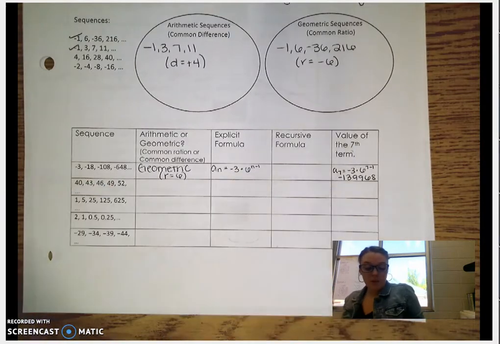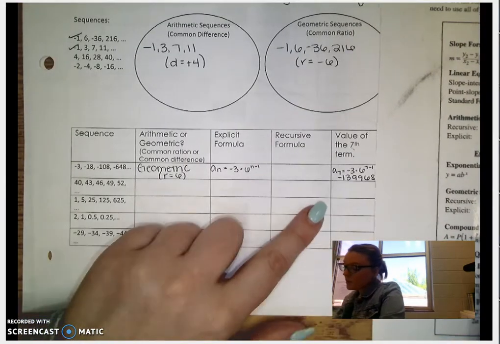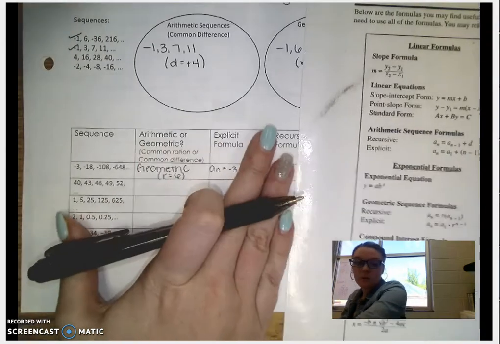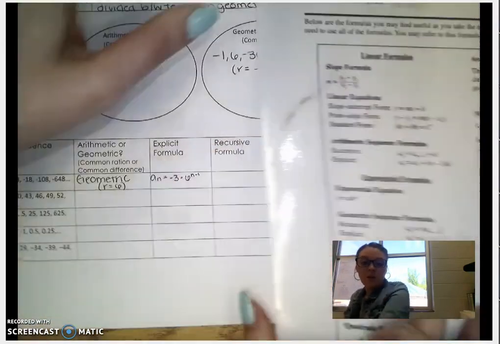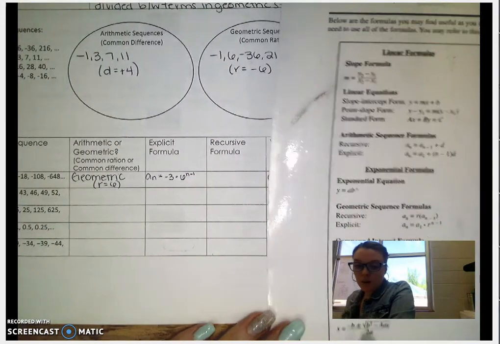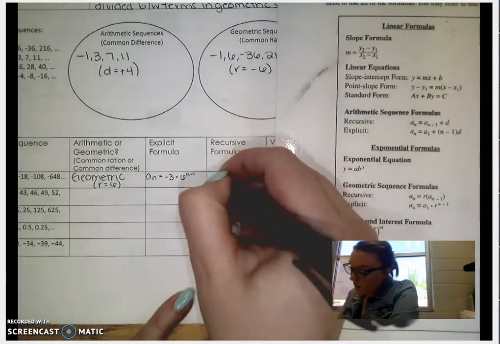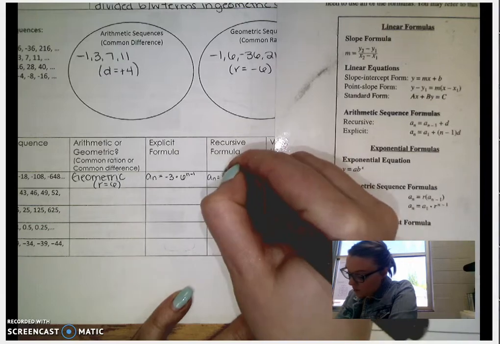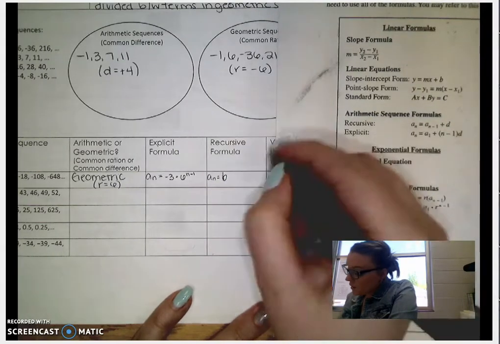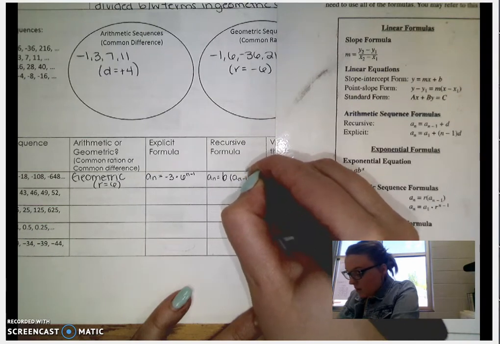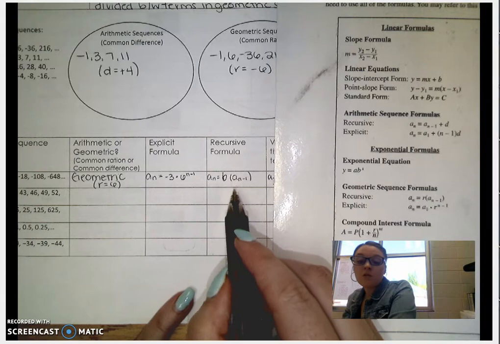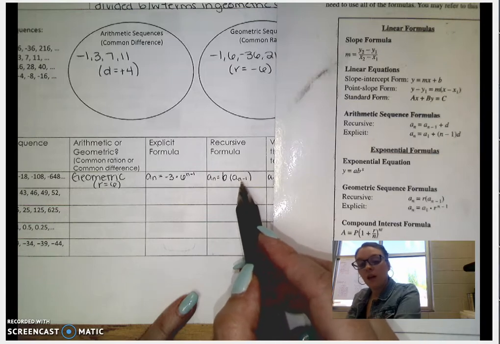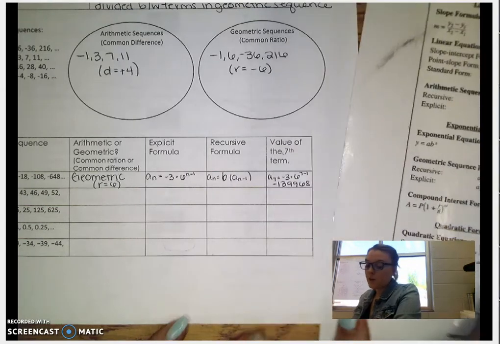Alright, the recursive formula. The recursive formula is similar, except this time all you have to plug in is your common ratio. You don't have to worry about your first term. So I'm going to move this over a little bit here. My recursive formula, I have a sub n, which means I could find any term if I know the rate, which we said was 6. So I'm going to plug in 6 times a sub n minus 1, which is your previous term. So if they ask you for the 12th term, your 12th term would be 6 times the 11th term, because the 11th term is previous to the 12th term.